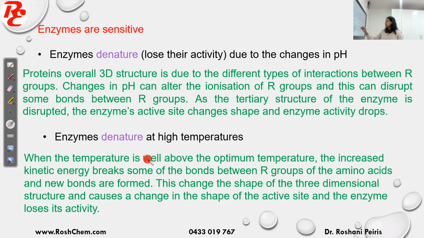So when the temperature is higher, what happens? The increased kinetic energy breaks some of the bonds between R groups and new bonds will be formed. So this will change the shape of the active site. If the shape of the active site is changing, what will happen? The enzyme will lose its activity. So therefore we say the enzyme is denaturing. So the enzyme can denature at high temperatures and also due to variations in pH.